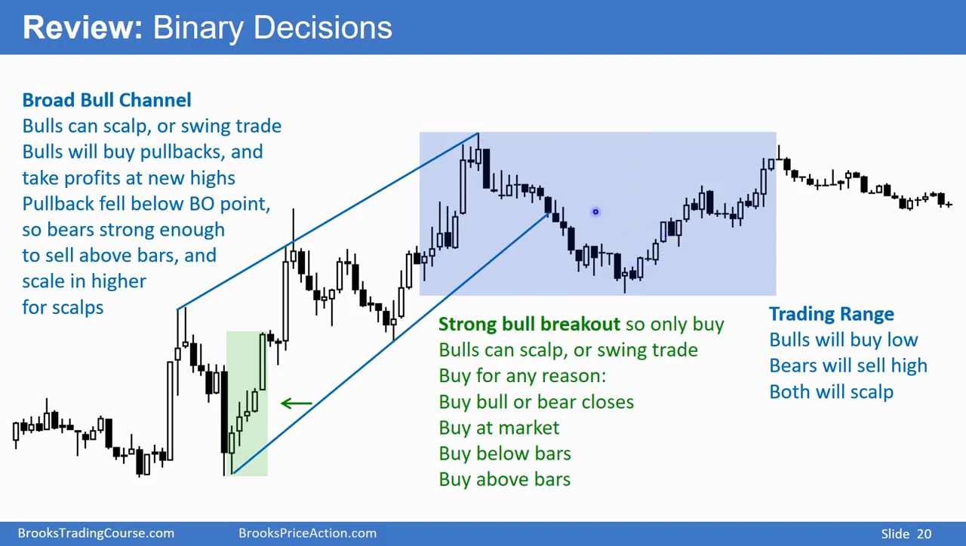Bulls look to buy near the bottom, and they sell out of their longs near the top. So both bulls and bears are selling high. Both bulls and bears believe the market is not going to go very far up or down, so they take quick profits. When a trading range is this tight and the bars are this small, there's no profit potential, not even with limit orders. And I think traders should not trade in a very tight range like that.